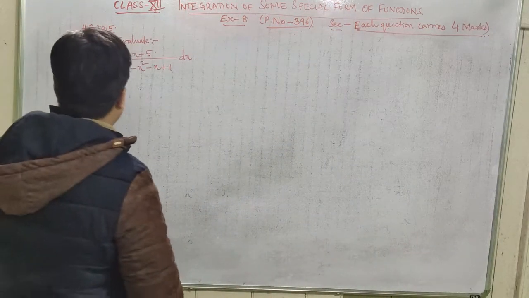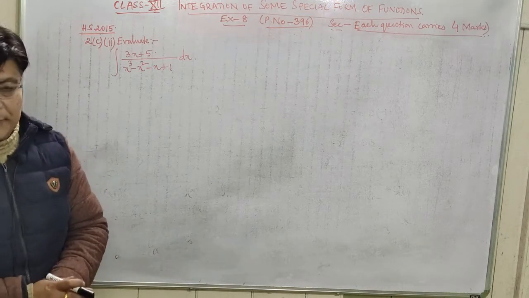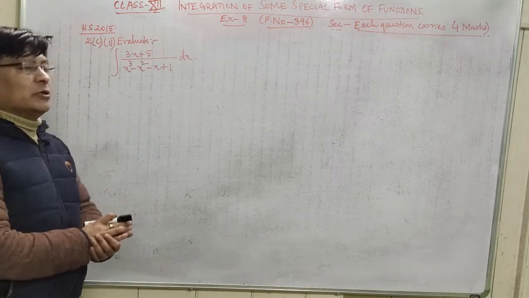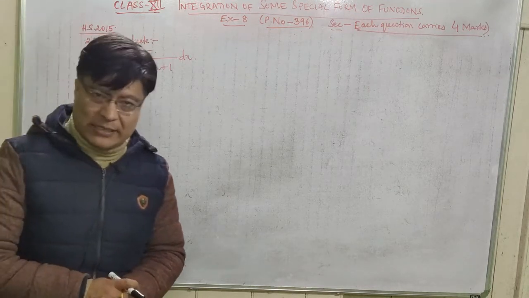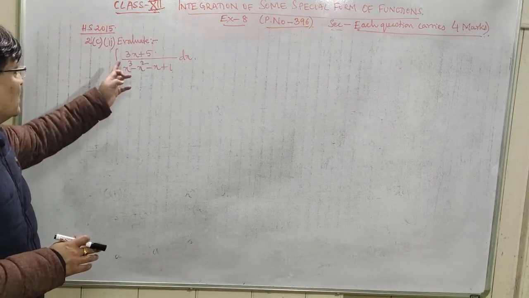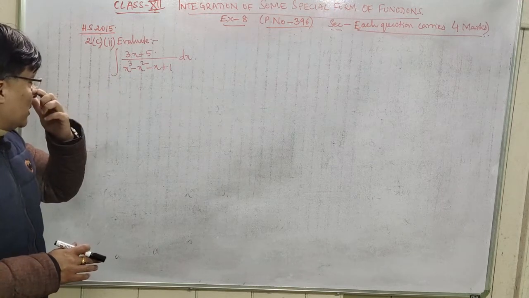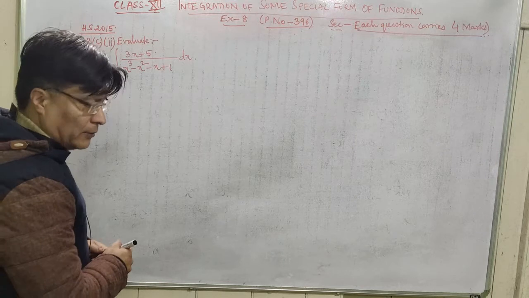So now we'll do the next question, this is from Higher Secondary 2015, and this question carries 4 marks, and this question number is 2C number 2. You have to evaluate, that means you have to find out the value of this integration, that is integral sine 3x plus 5 divided by x cube minus x square minus x plus 1 dx. So let us find out its value, right?